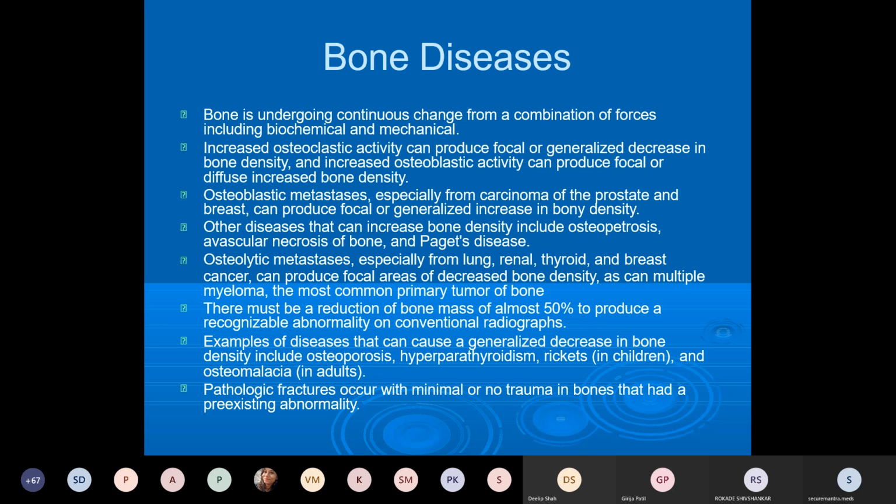So we have to look for the bone diseases, in which we have to see the bone density. We have discussed when the bone density will increase and when the bone density will decrease. There are the osteoclastic and osteoblastic metastasis and activities. And in pathological fractures, there is very minimal or no trauma to the bone, but there is a pre-existing abnormality. So we call it pathological fractures.